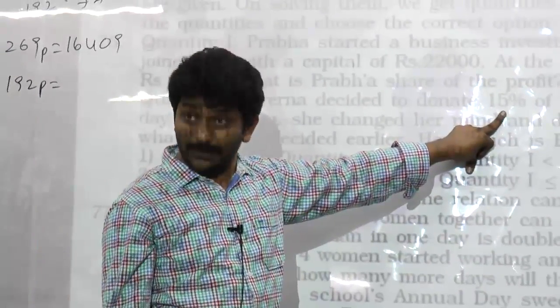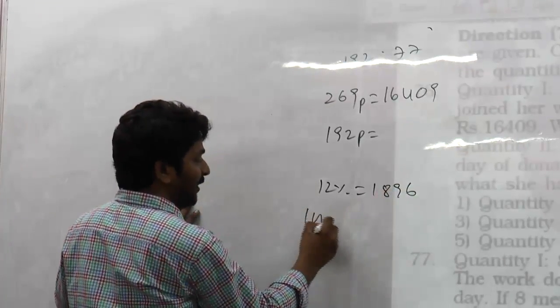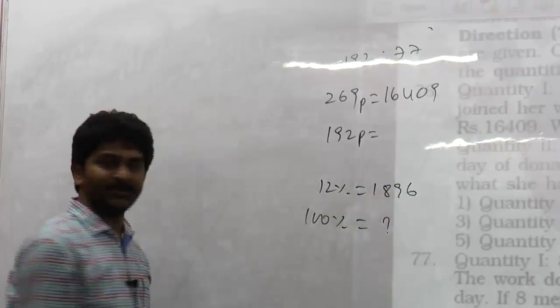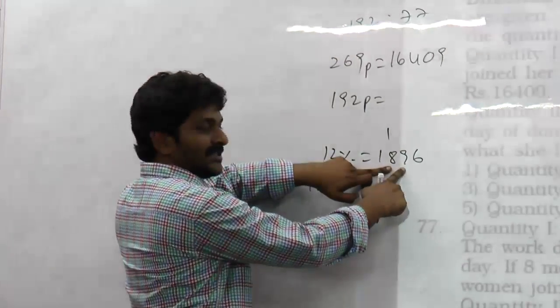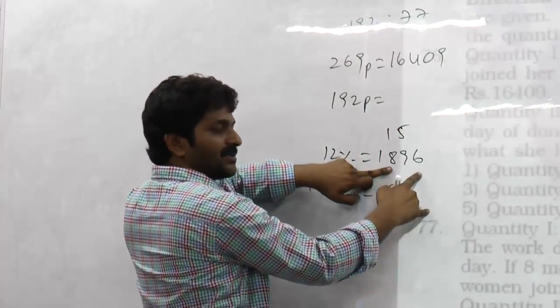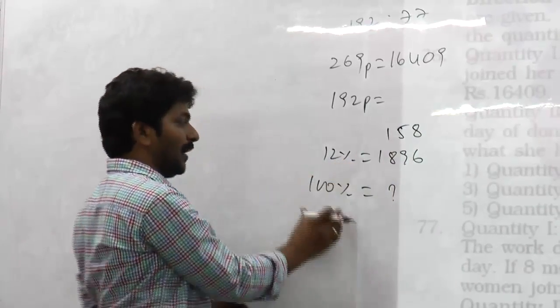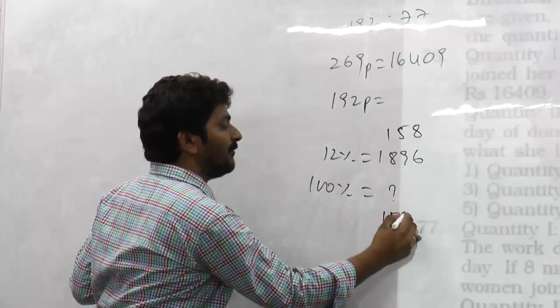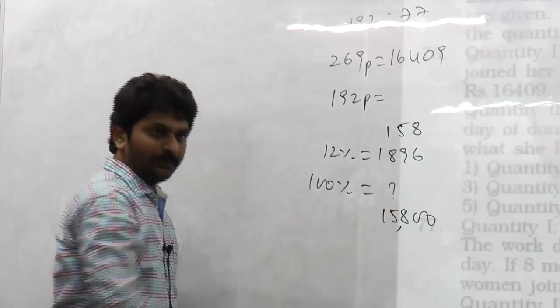One and the same. That should be equal to 12%. And 12% is equal to this number, right? So 12% is equal to 1896, and you are asked about 100% is equal to how much? 12 ones, 69, 5 times, 8 times. 100% becomes 158,000. This is quantity 2.